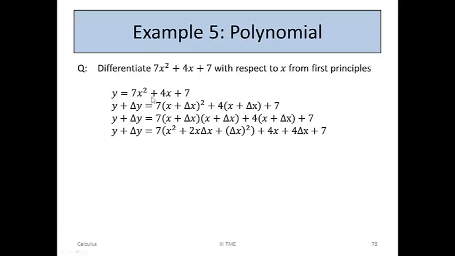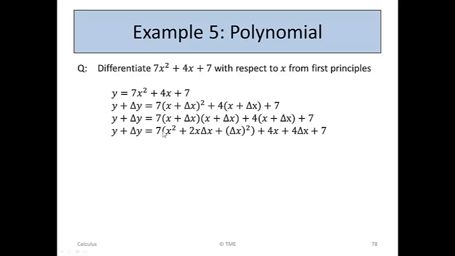So y is equal to 7x squared plus 4x plus 7. And everywhere we had y, we're going to put in y plus delta y. And similarly, everywhere we had x, we're going to put in x plus delta x. So y plus delta y becomes 7 times x plus delta x all squared for the x squared, plus 4 times, instead of x, we get x plus delta x, plus 7. So y plus delta y is 7 into x plus delta x by x plus delta x, plus 4 times x plus delta x plus 7.